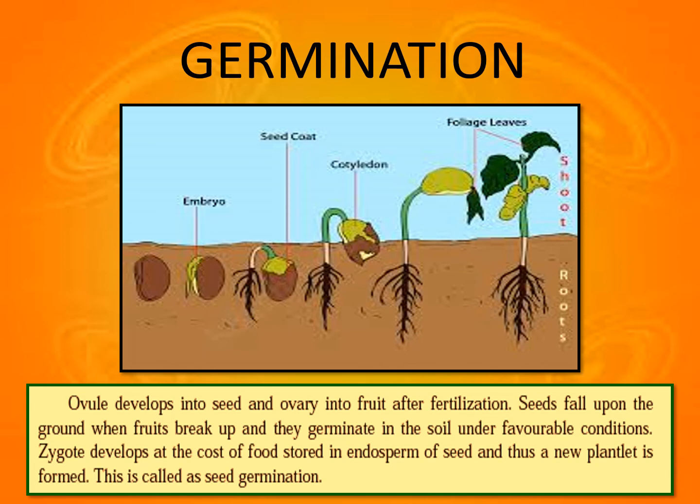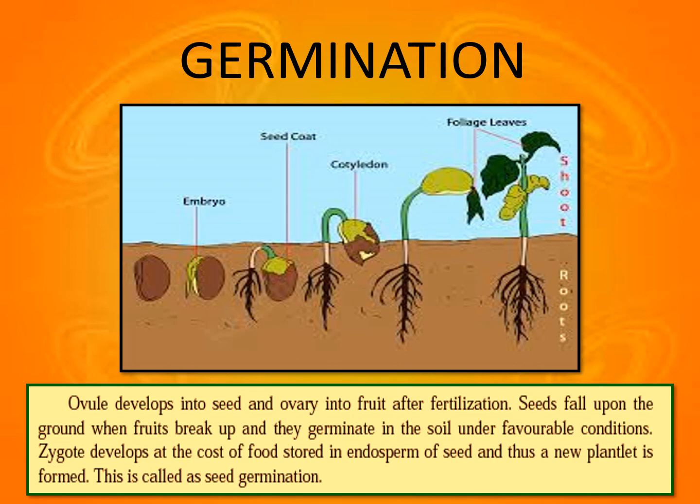Now these seeds fall upon the ground when we throw them there, or the fruits break up, or through animals, and they germinate in the soil under favorable conditions. If they get proper soil, if they get nice water, fertile soil, they germinate. Germination is the process of forming a plantlet from a seed.